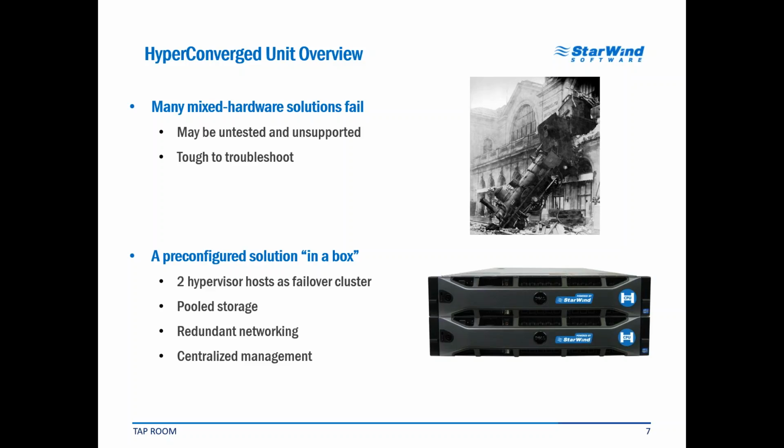It is two identical machines. It is fully supported by us, and we do troubleshoot it. We know how to troubleshoot it, and all possible scenarios with that platform were tested. We thought about everything. We have good storage, we have redundant network, we have centralized management, we have centralized support. Everything is in there. So this slide basically describes that HCA compared to a mixed hardware solution is much better.